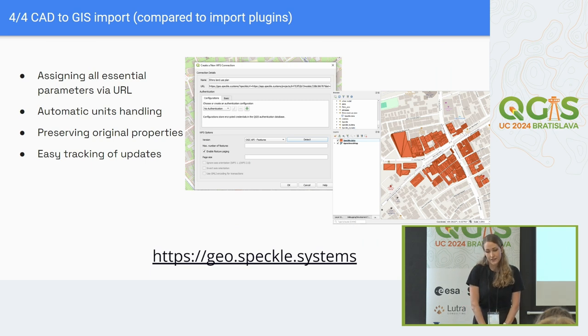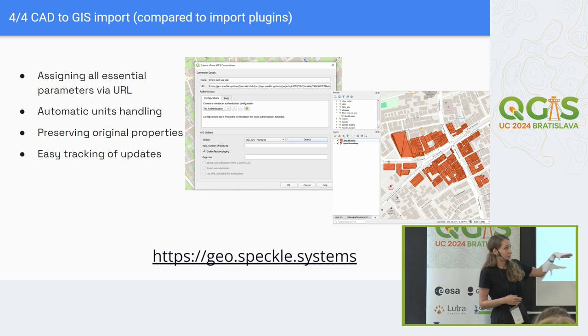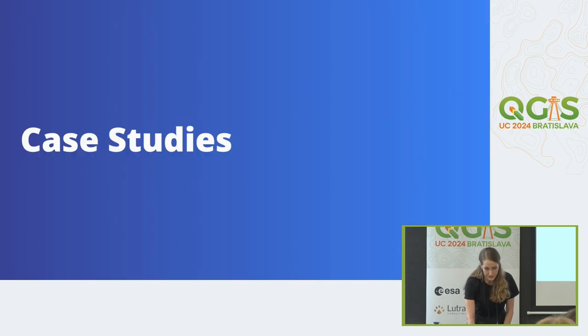And the last use case is, again, the same as you can do with the QGIS Speckle connector, but with the web feature service it's even easier if you do not need any data hierarchy that the connector usually provides via layer structure. If you just need the data in there, you can use it instead of the other DXF importers.